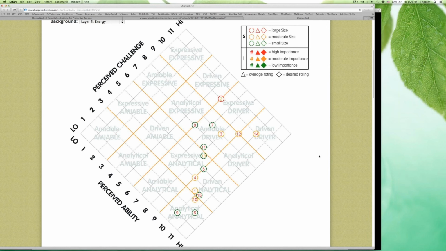Now, many of you have brought up the amiable driver as a choice. Now, the amiable driver is still a driver, so they're going to make things happen.